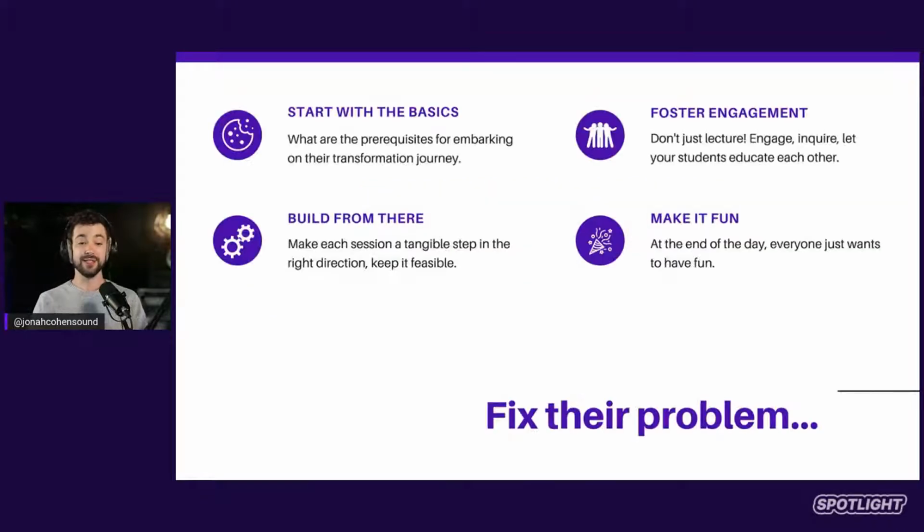Okay, so once you have that first 5 to 10 students, the next step is you have to fix their problem. So, how do you do this? Start with the basics. What are the prerequisites for embarking on their transformational journey? Think about the little bite sized chunks, the little tools they need, the little problems that they need to solve before they can embark on the full giant transformation you're going to offer down the road with your bigger products like a full online curriculum or course or stuff like that.